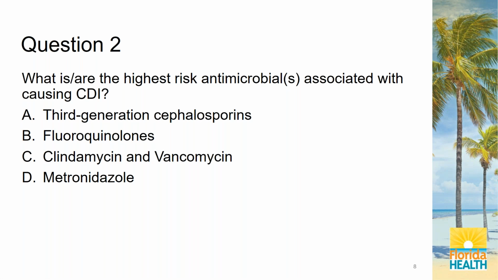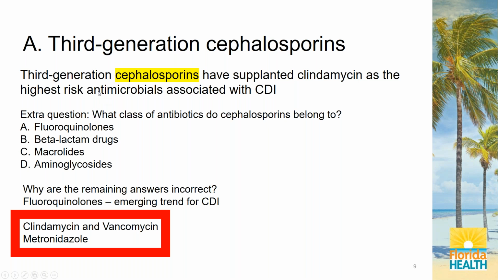Okay. All right. So the highest risk antimicrobials associated with causing CDI are going to be your third generation cephalosporins. And this is coming directly from the text. Third generation cephalosporins have supplanted clindamycin as the highest risk antimicrobials associated with Clostridium difficile infection. Now, what class of antibiotics do cephalosporins belong to? Fluoroquinolones, beta-lactams, macrolides, aminoglycosides.